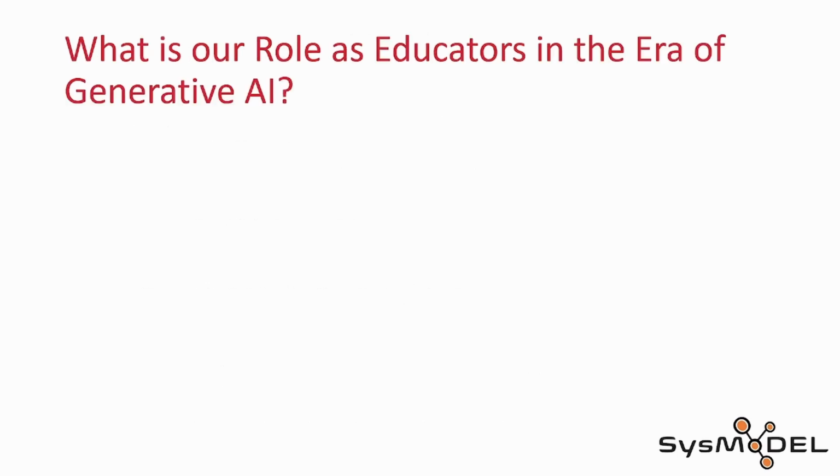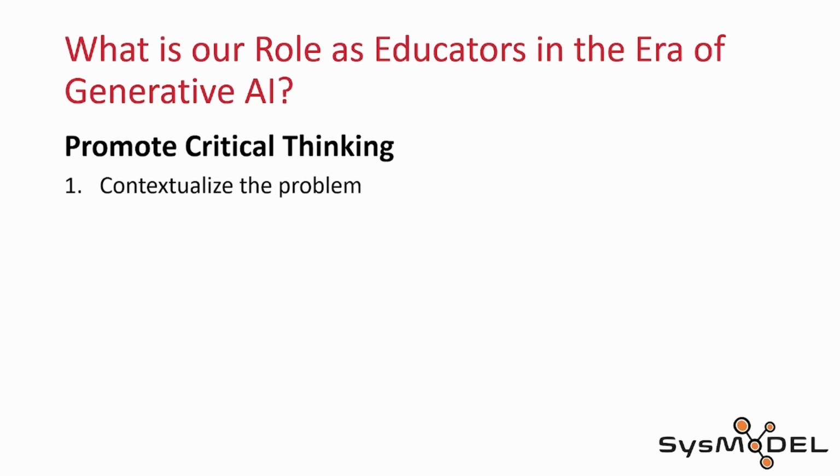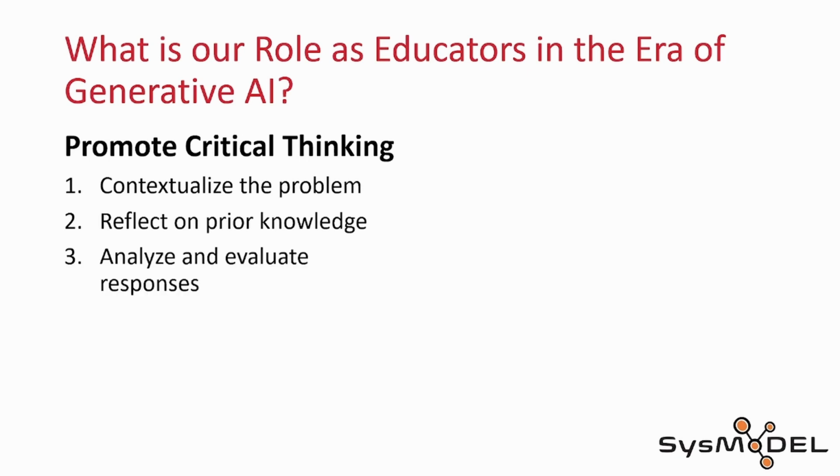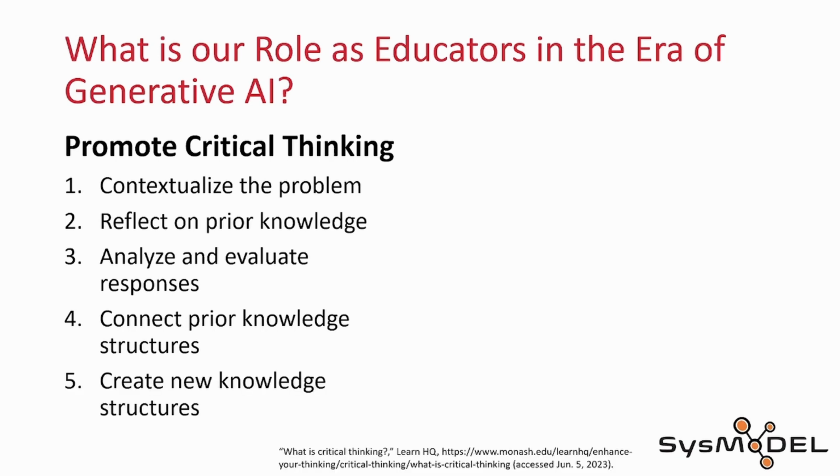Finally, we can look at what our role is as an educator in the world where generative AI exists. Our goal should be to promote critical thinking within our students. This allows students to first contextualize the problem, reflect on their prior knowledge of the subject, analyze and evaluate responses, be it from generative AI or some other source, use their analysis to connect prior knowledge structures, and finally, use their analysis to create new knowledge structures.